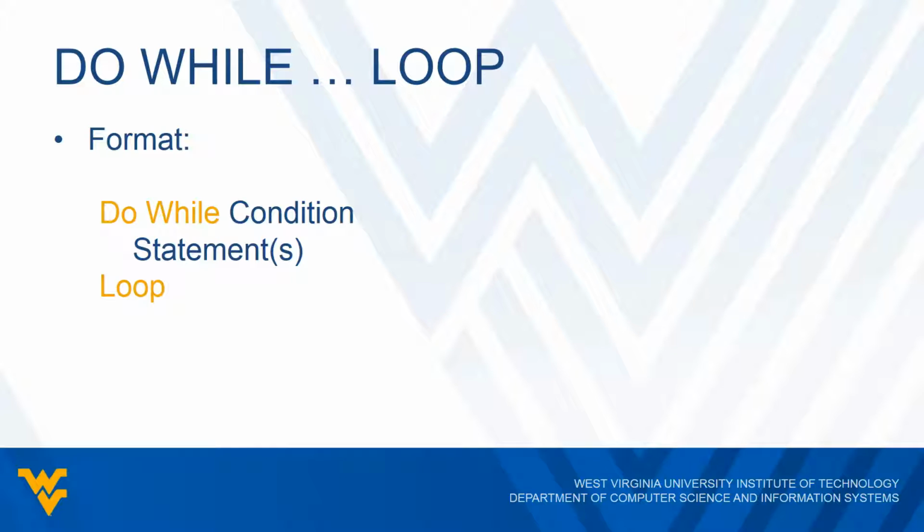It looks something like this, where in the first line we have the keywords do and while. This is true for any do-while loop. And then we have our condition, which is going to be either true or false. We have a set of statements inside the body of our loop. And then we end the loop by using the word loop. Remember, we don't have curly braces, so we have to use the word loop to indicate that we are done with the do-while loop.